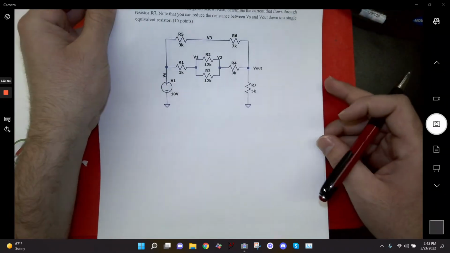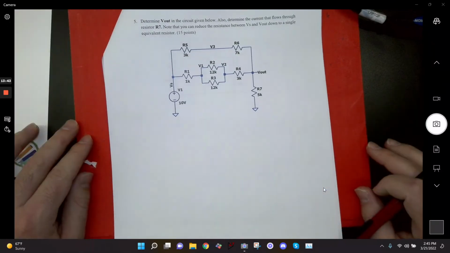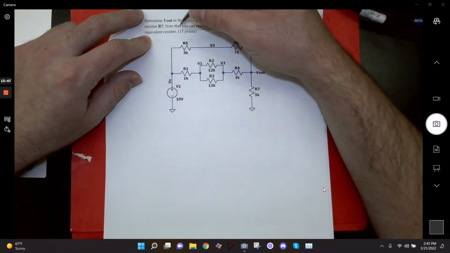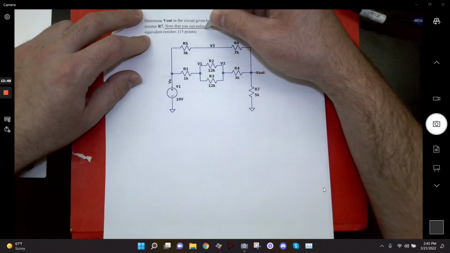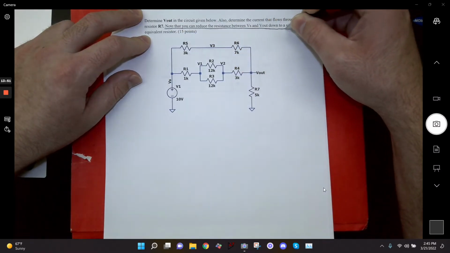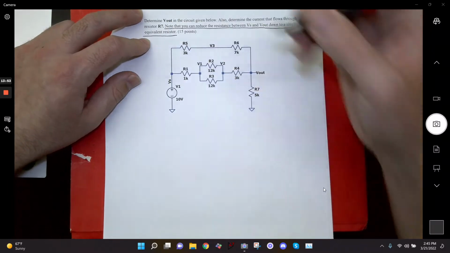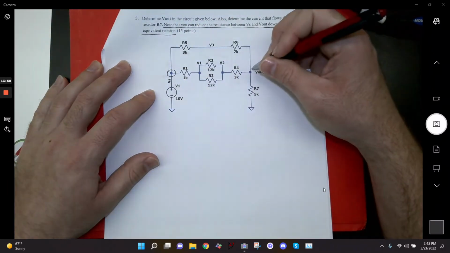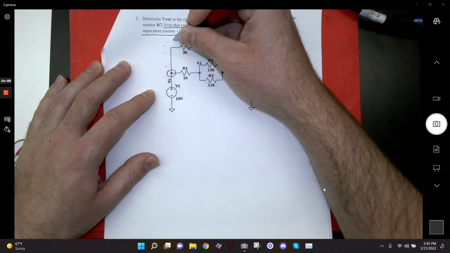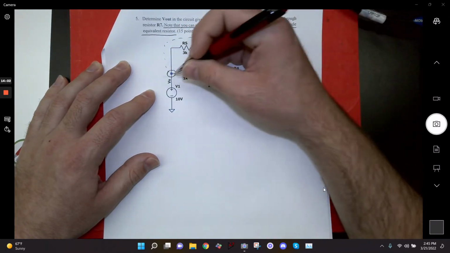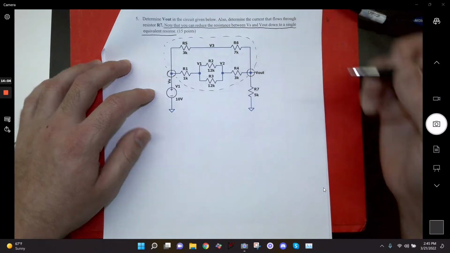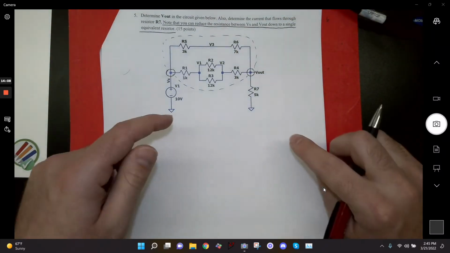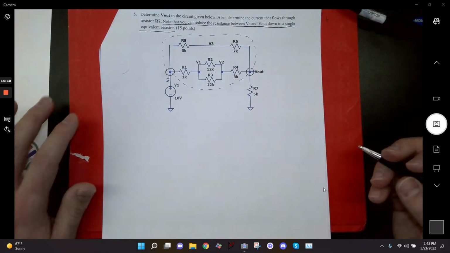This one, problem 5. Okay, so this one is just literally, I gave you guys a hint basically. I said note, right? Note that you can reduce the resistance between Vs and Vout down to a single equivalent resistor, so I hope everybody noticed that. Basically, the resistance between this point and this point can all be reduced using series and parallel equivalents to one equivalent resistor, right? And then if you do that, it's just a voltage divider, okay?